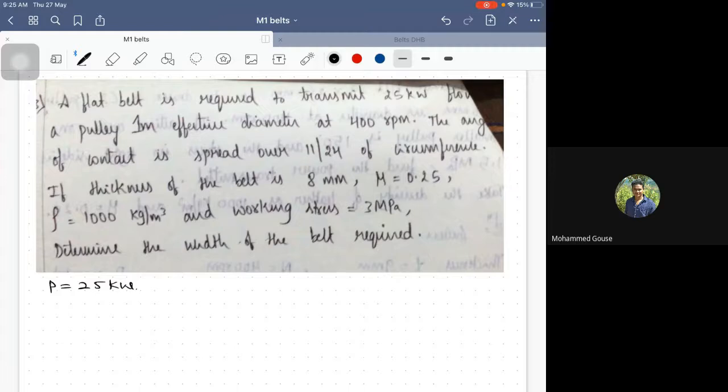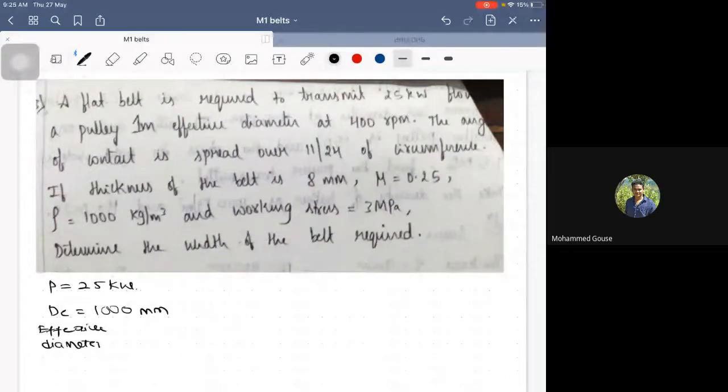The flat pulley is 1 meter effective diameter. So directly he has given D_e, the effective diameter, in the sense it covers even the thickness also. That is what he means. So D_e is nothing but the effective diameter, which we can understand to be D plus t. It's given cumulatively. At a speed n of 400 rpm.